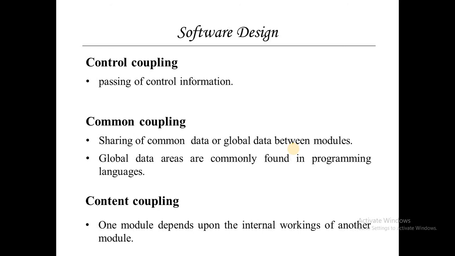Content coupling is the worst possible case of coupling. We have to avoid content coupling as much as possible, because this is the worst case of coupling. Content coupling means one module depends upon the internal workings of another module. That indicates one module is completely dependent on the content of the other module. Content means internal working, internal calculation, or internal computation. When one module completely depends upon the internal content of another module, we call it content coupling.